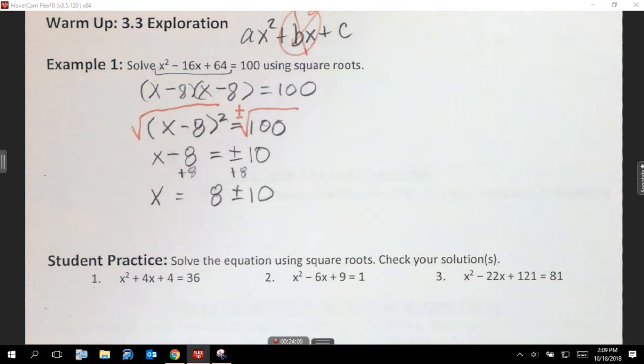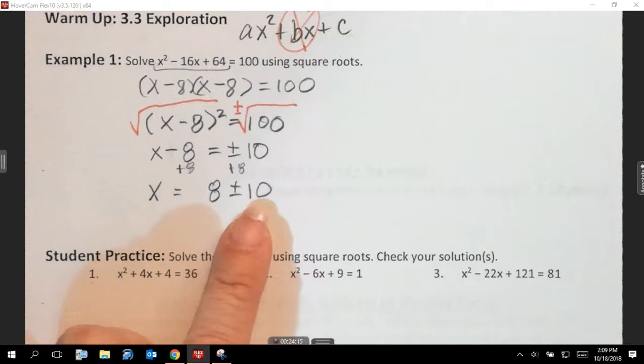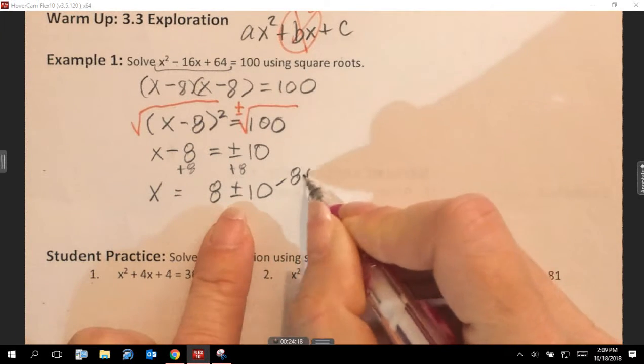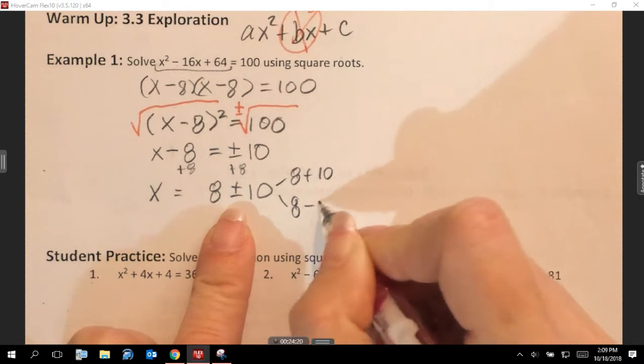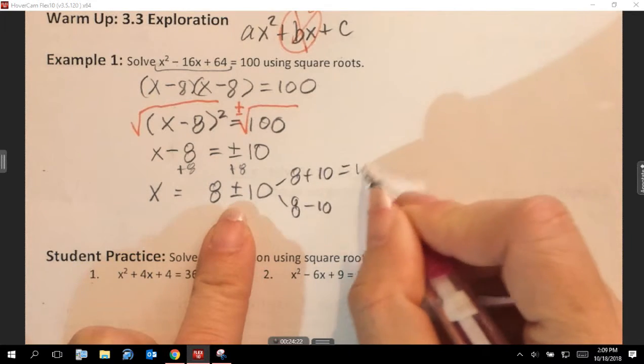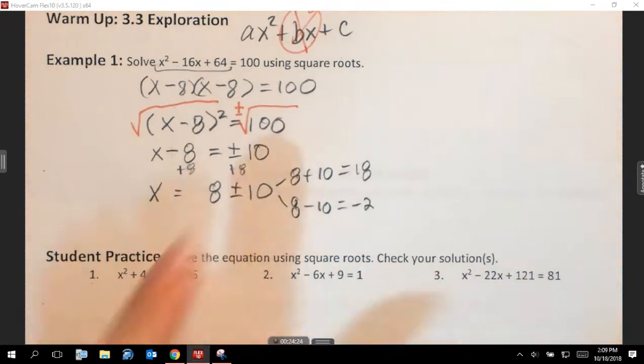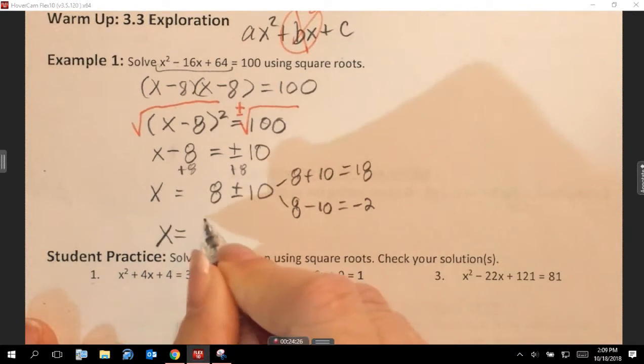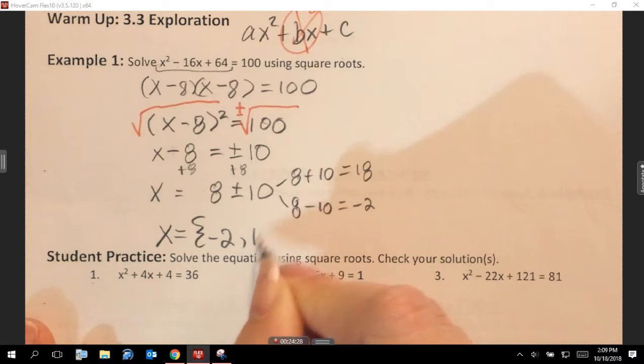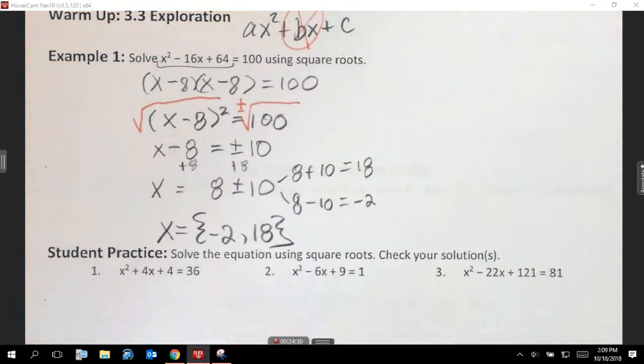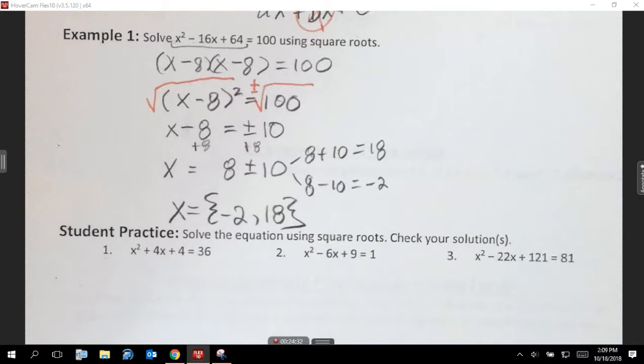Okay, can we add together an 8 plus a 10? Yeah, they're like terms. We can add them together. Can we take 8 minus 10? Then do it. Both of them. We're going to find 2 different answers. So we just kind of combined factoring and square roots in one question.